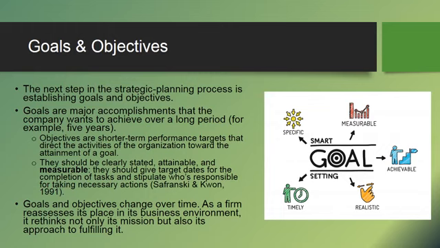Moving on to goals and objectives. Goals are major accomplishments that the company wants to achieve over a long period, for example, 5 years. Objectives are shorter-term performance targets that direct the activities of the organization toward the attainment of a goal. They should be clearly stated, attainable, and measurable. They should give target dates for the completion of tasks and stipulate who's responsible for taking necessary actions.